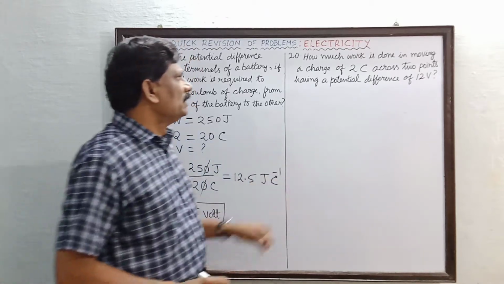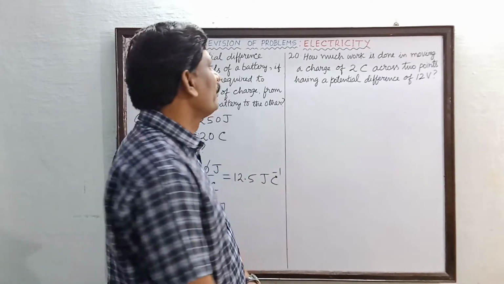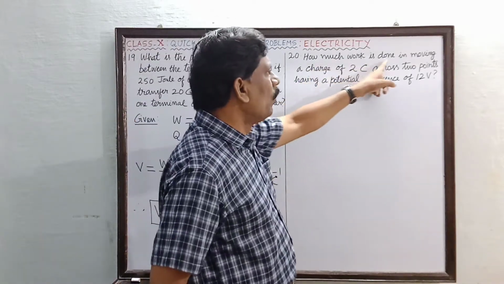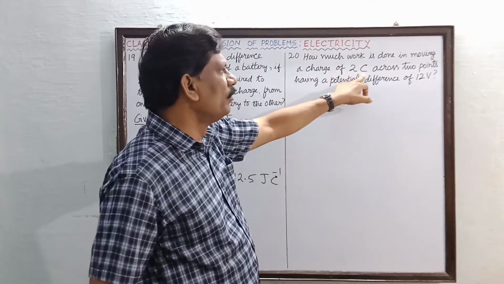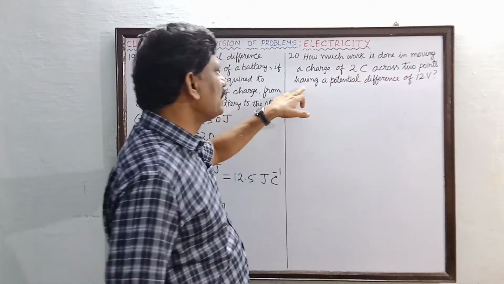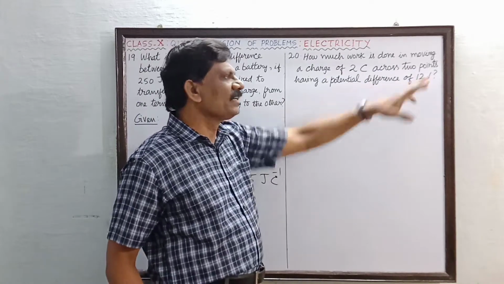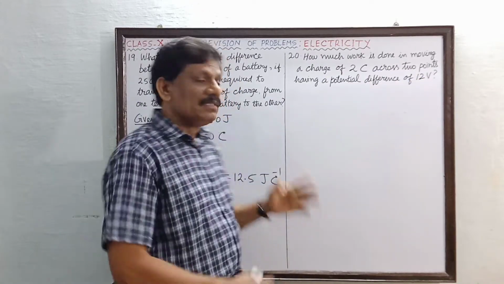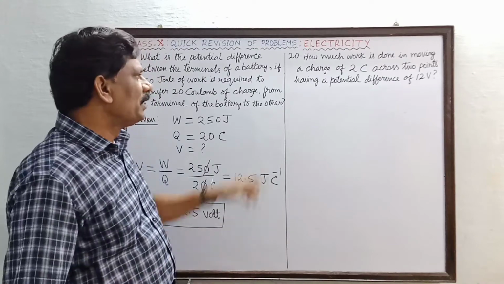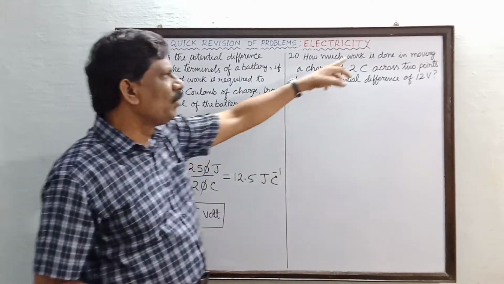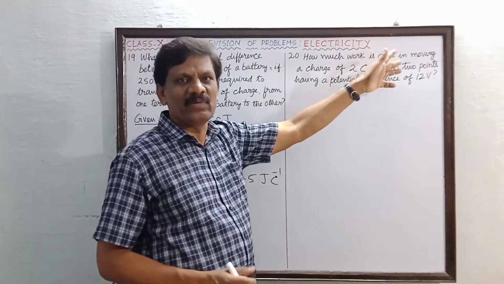Understand? Now question number 20. How much work is done in moving a charge of 2 coulomb across 2 points having a potential difference of 12 volt? The same or a similar problem using the same formula only, but the quantity asked here is work done. How much work has to be calculated?